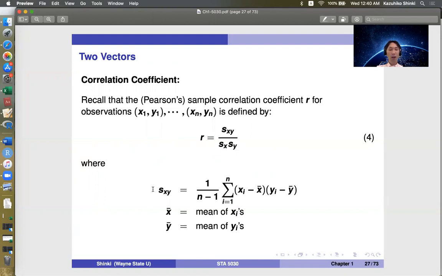And how about the s sub xy? S sub xy is the so-called covariance between x and y. So the definition is this. It is similar to variance, but one factor within the summation is replaced by yi minus y bar. So it actually expresses the relationship between x and y. Here, x bar and y bar are the mean of the xi's and the mean of the yi's.